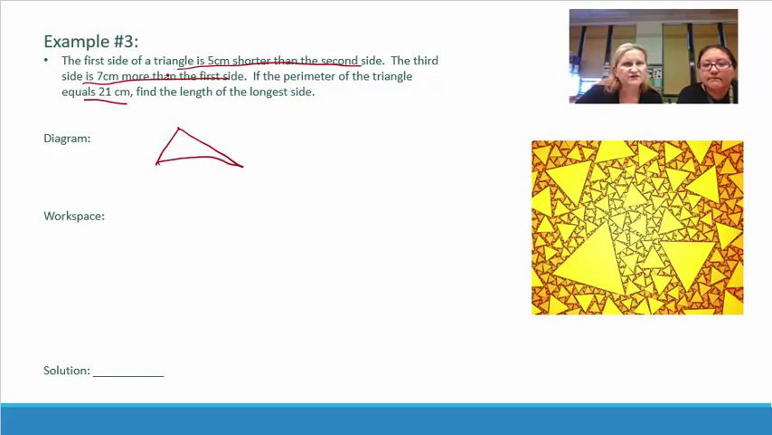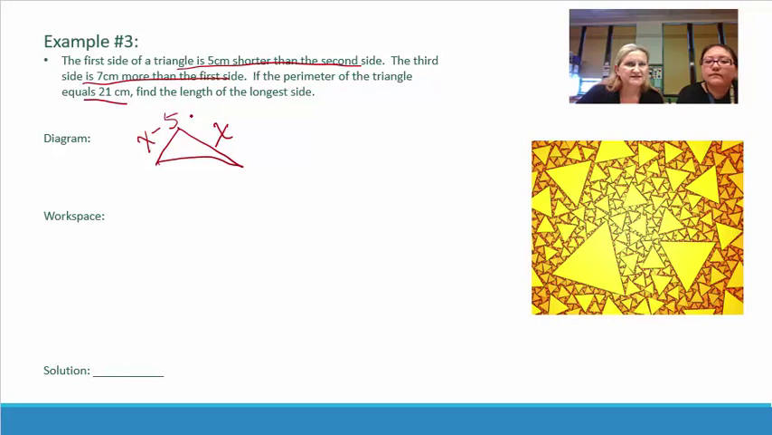Okay, so the first side is 5 centimeters shorter than the second side. So let me label the second side with X, since I don't know anything else about the second side. So the first side is 5 centimeters shorter. So if the second side is X, my first side will be X minus 5.